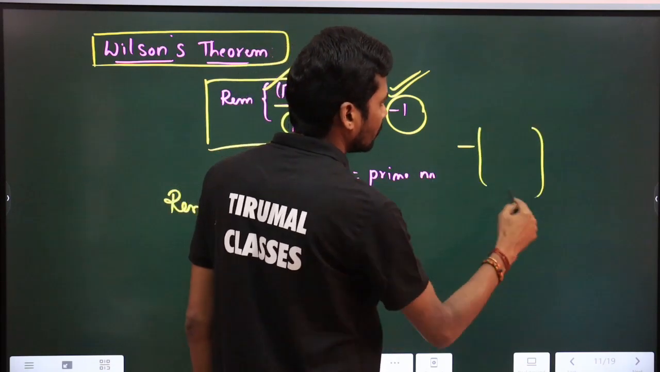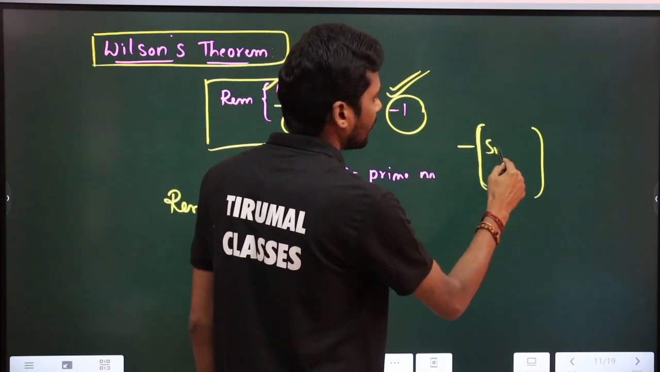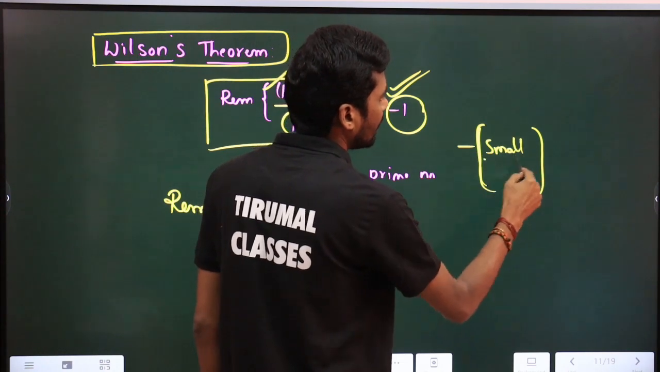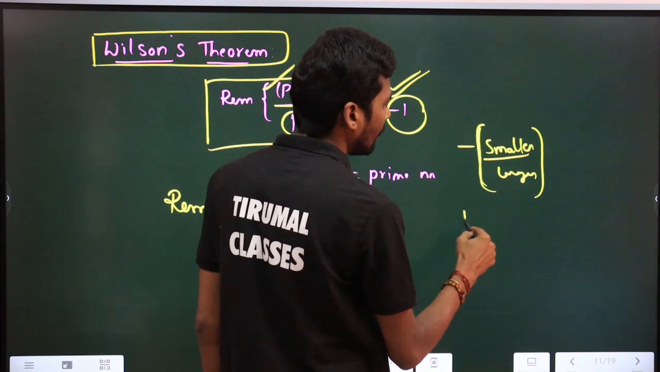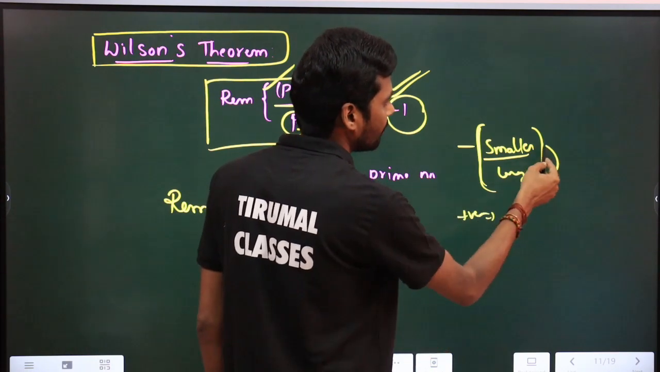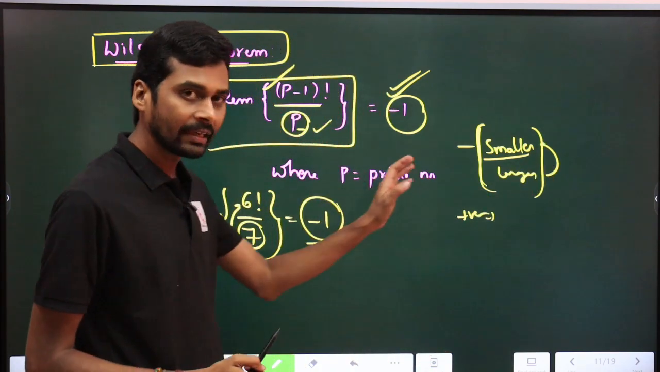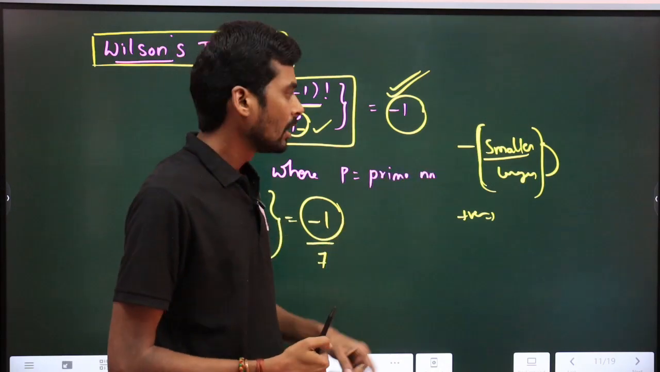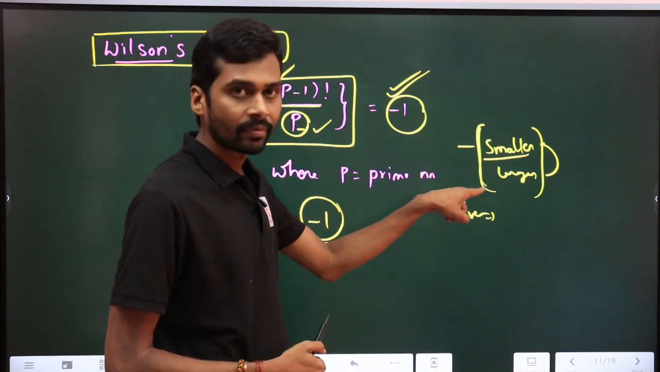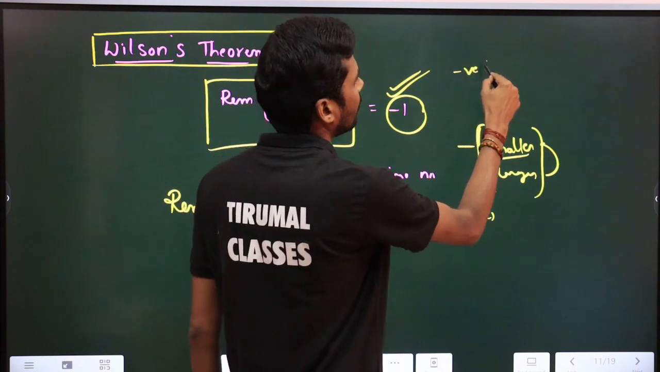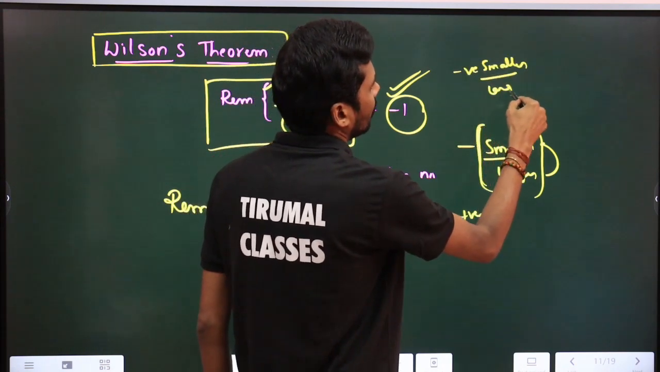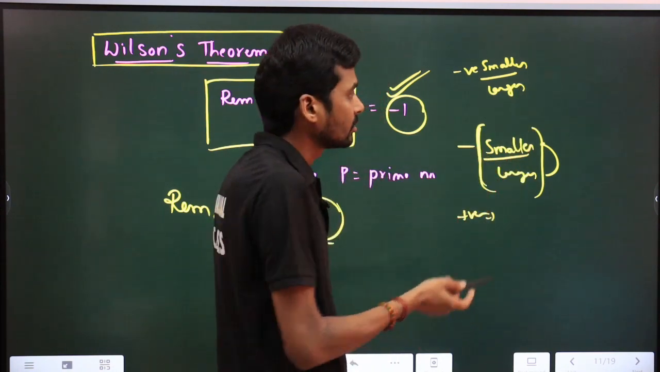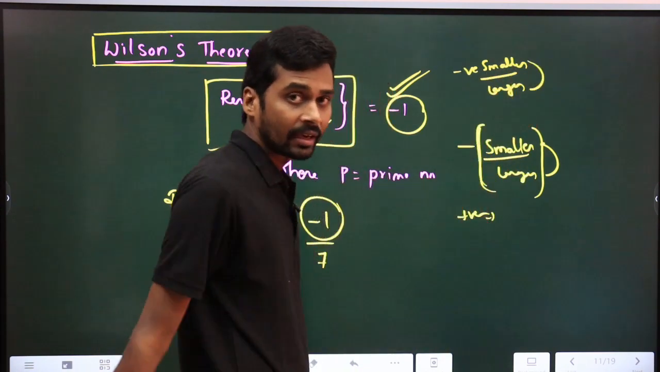And remember one point: when we have a negative number and we are dividing a smaller number by a larger number, the final positive remainder is the larger number minus the smaller number. For a negative smaller value divided by a larger value, the positive remainder is always larger minus smaller value.